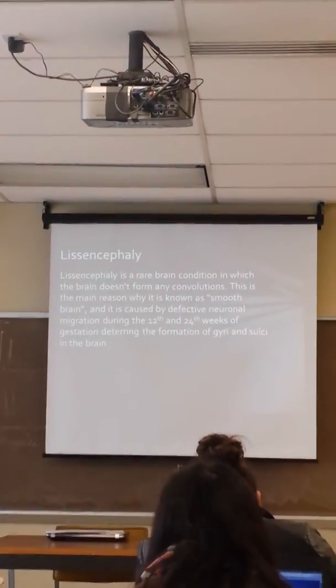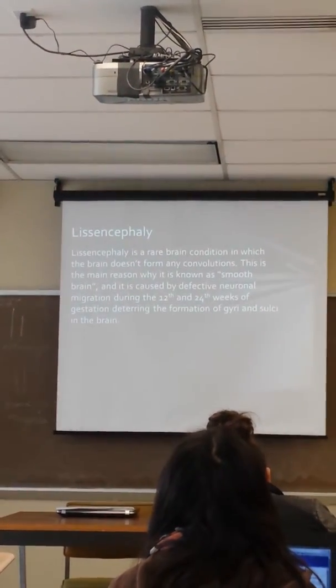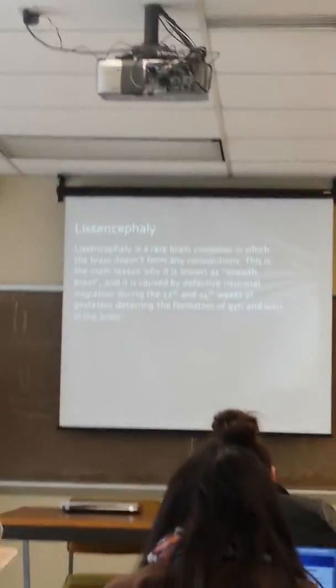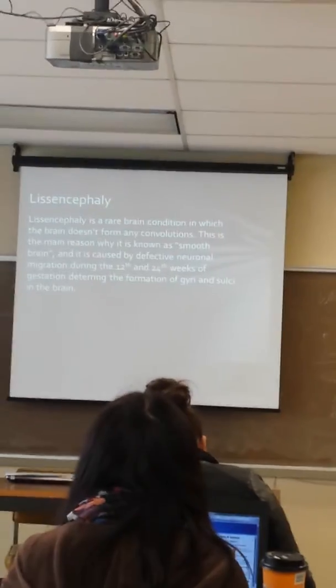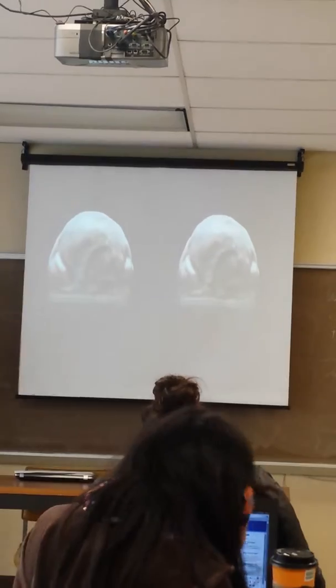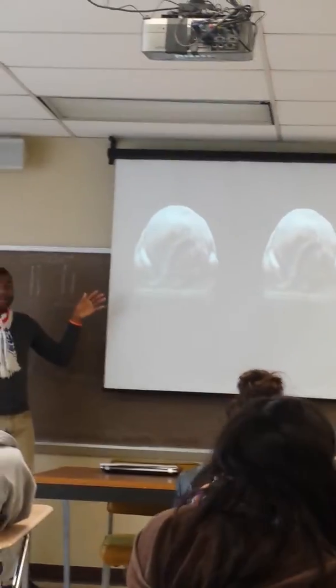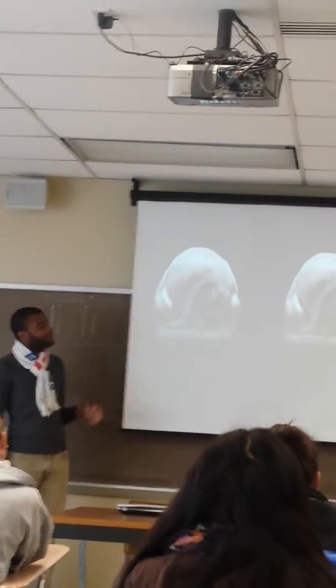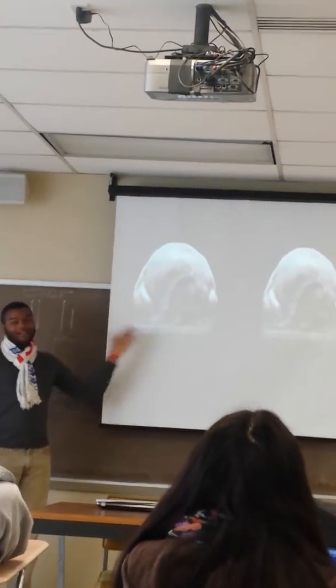So then we finally get into somewhat of the most important part of the presentation. What is lissencephaly? Lissencephaly is basically a brain without gyri and sulci, so basically it's really smooth. Here's a picture. One of these is a brain with lissencephaly, and the other one is a piece of gum that somebody has chewed, and you can't really tell the difference between the two.